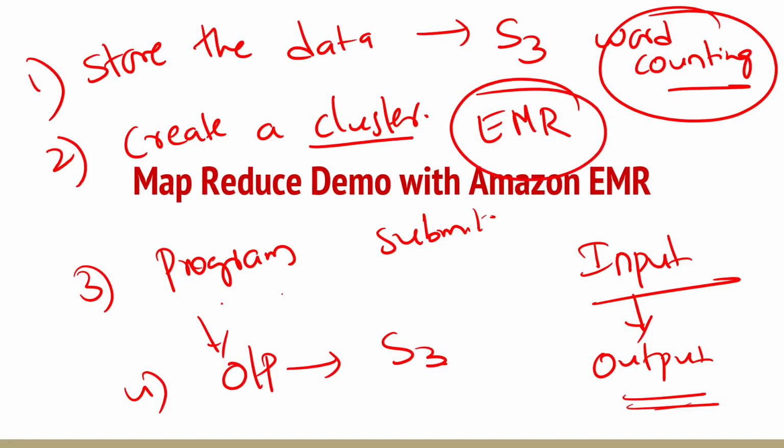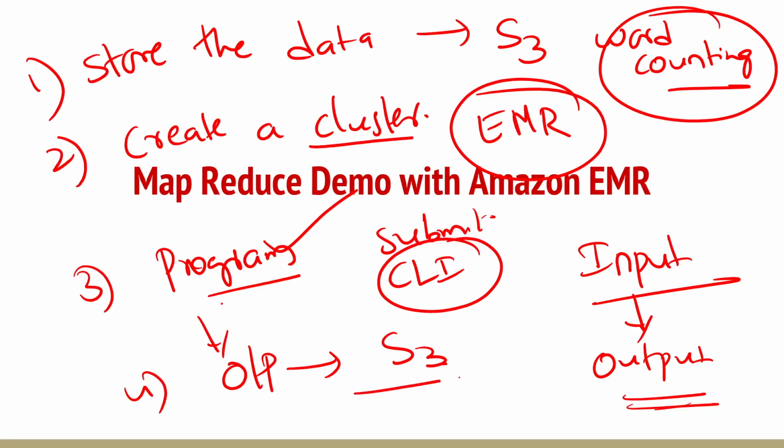And this program, in the MapReduce command line interface, I will be giving. Once I give the program, it will be executed and it will give me the output back in the S3 bucket. This is the flow we are going to follow.